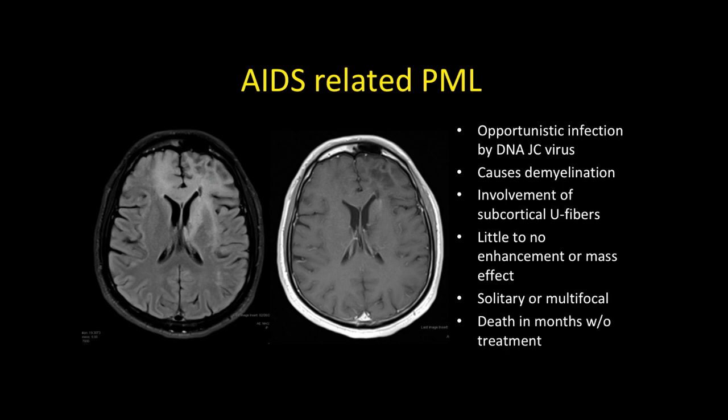And for the size of the lesion, there's usually little to no mass effect, and there's usually little to no enhancement until late in the disease, where you get enhancement at the periphery of the lesion. These can be solitary or multifocal and large, and without treatment, there's usually death in months. You can see in this case, there's a large multifocal lesion crossing the corpus callosum, and there's actually volume loss in the left frontal lobe where the lesion actually started, and some patchy enhancement at the periphery.